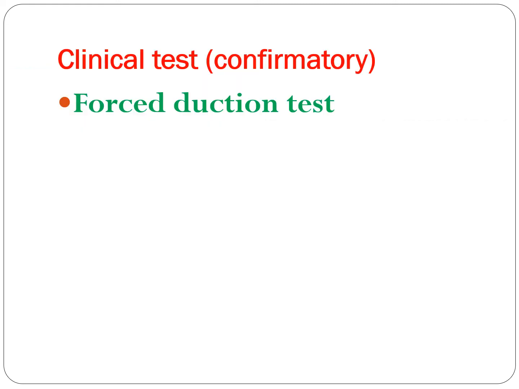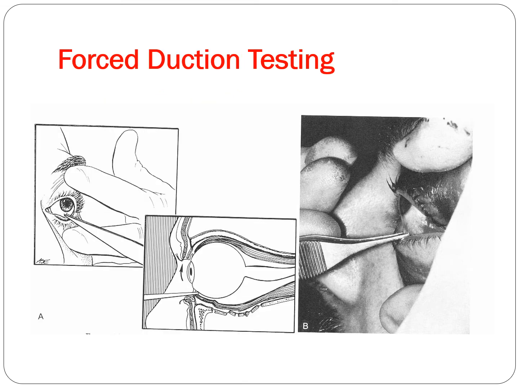The clinical test is the forced duction test. Forced duction is nothing but anesthetizing the eyelids with topical local anesthesia on the lower eyelid region, and using a blunt instrument like tissue holding forceps, then pulling the inferior rectus muscle and asking the patient to look upward. You can see the muscle is not freely movable. So that means entrapment of the muscle in the fracture.